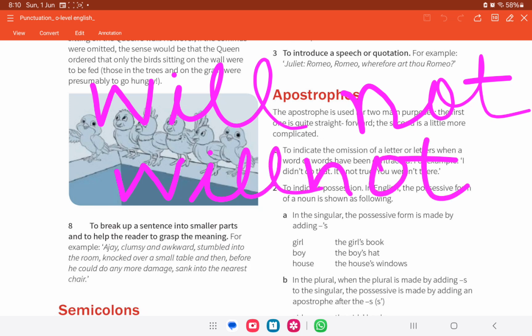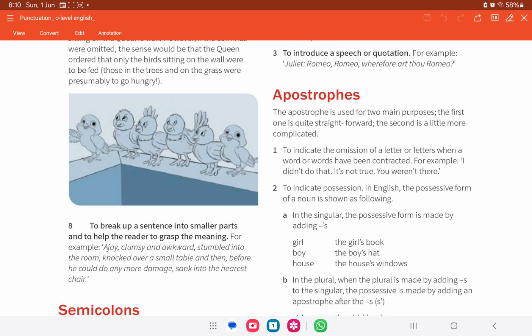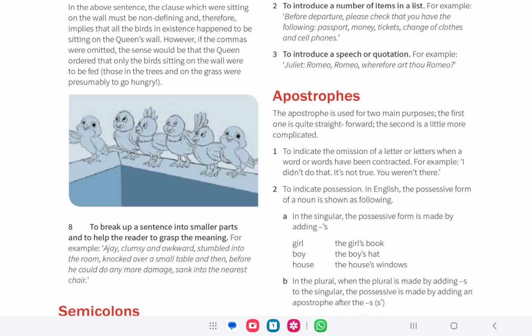Will not? No, this is something else. This is won't. Whenever you have "not" in a word, in the case of "not", we always omit the o and we put an apostrophe in place of that. Another one, let's use must.